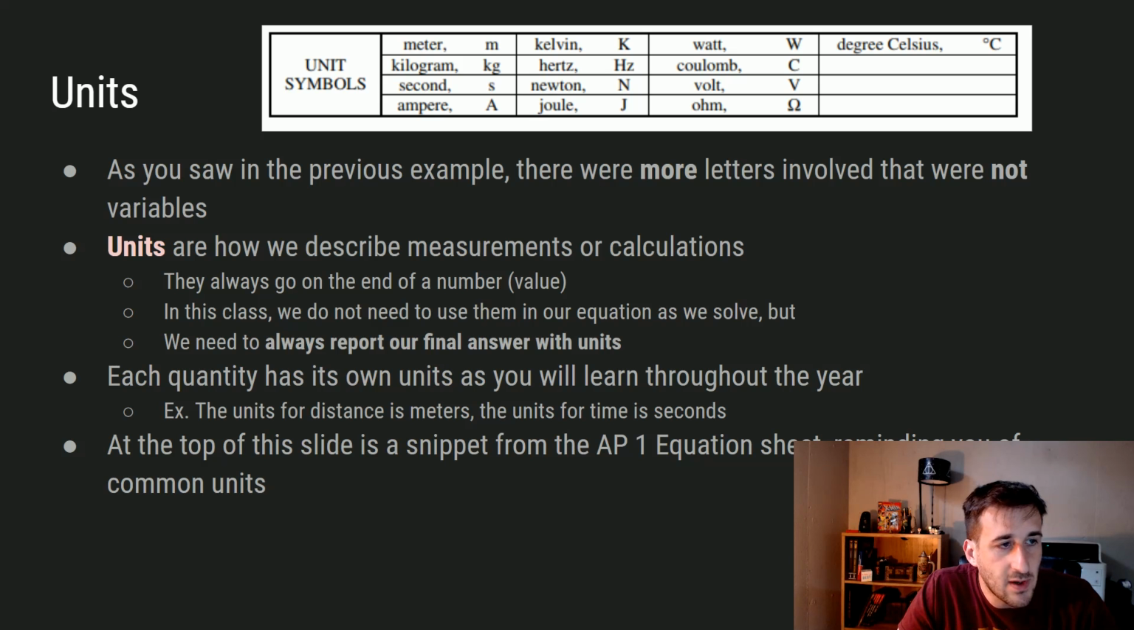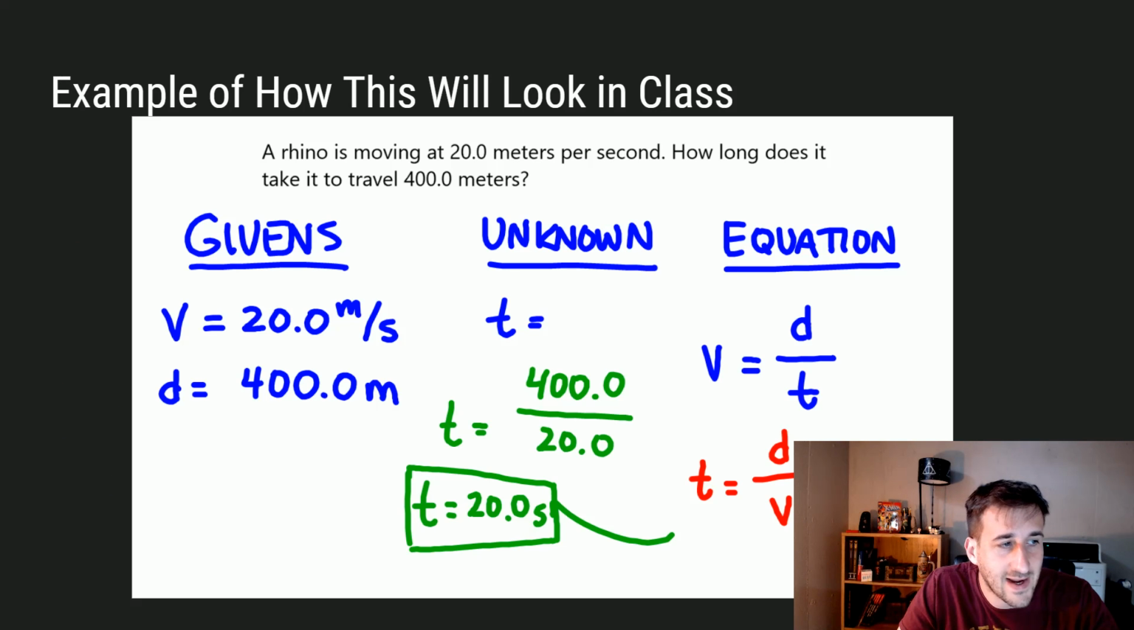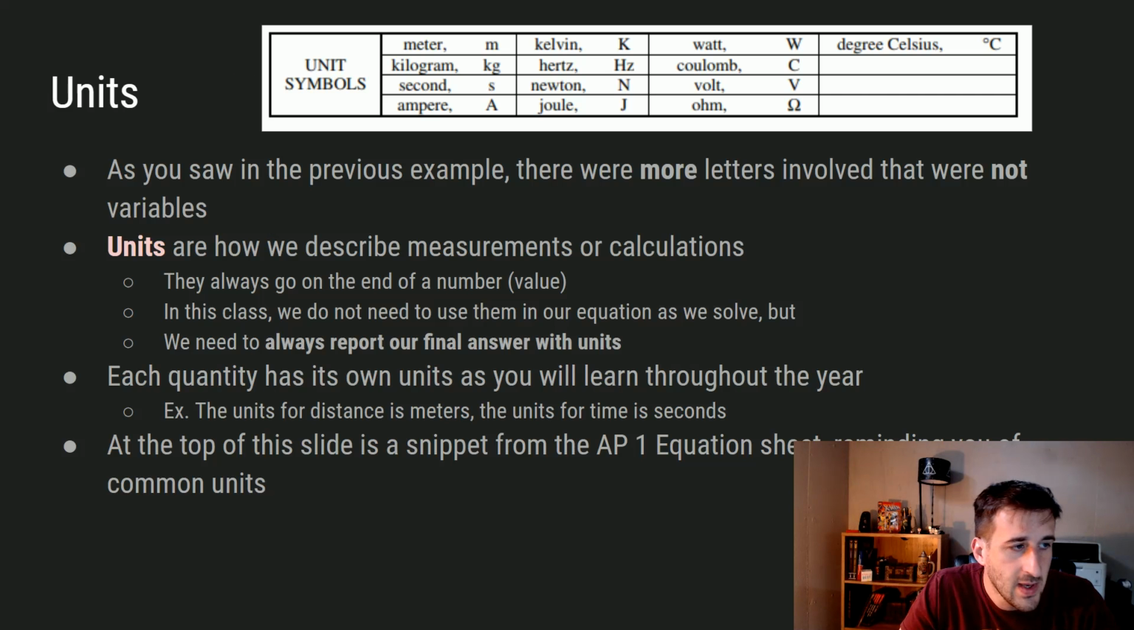Units. Now, as you saw in that previous example, there were more letters that were not variables. So this is something that gets confusing for some of my students, is that there are letters for variables and then there's letters for units. And the units always go at the end of the measurement or the calculation. That's how you know they're units. So if we look back at this one, you see v equals 20 meters per second, or m over s. That m over s is the unit and the v is the variable. So 20 meters per second is stored in the v variable.